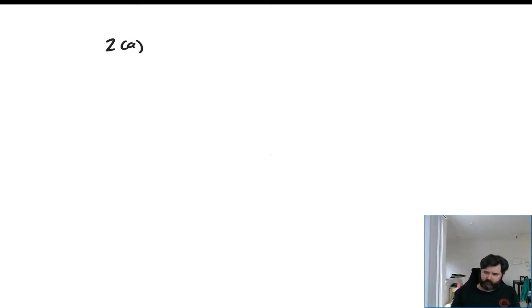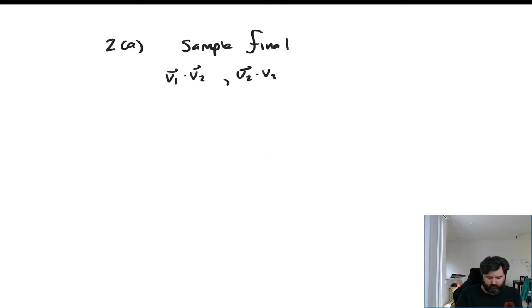All right, I'm going to do 2A. Feel free to put some more questions in the chat, and then I can go through them in order. So 2A for the sample final. Okay. We have B is this matrix, and we have v1, v2, and v3. So it says show that B is an orthogonal set. So for that, you just take v1 dot v2, v2 dot v3, and v1 dot v3. And you compute those dot products.